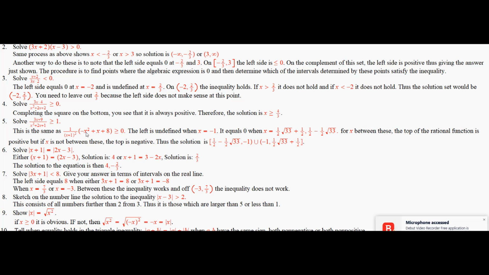It equals 0 when this expression is 0, and by the quadratic formula that happens at this point or at this point. Now if you take x between these two points, the top, namely this, is positive. And of course the bottom is positive as long as you're not at x equal to negative 1. But if x is not between these, the top is negative.